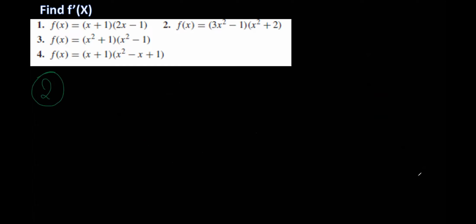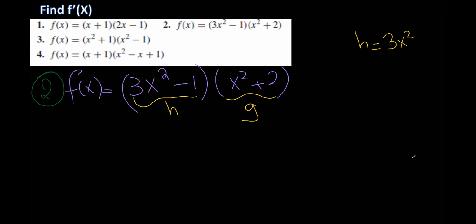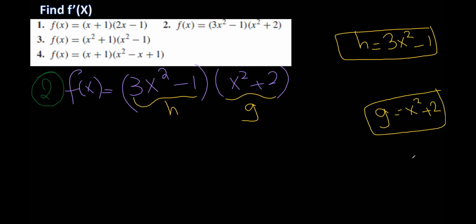Number 2 here, f of x is 3x squared minus 1 times x squared plus 2. The first step here now, I have to name this one h and this one g. So h is 3x squared minus 1. g is x squared plus 2. So this is h and this is g.